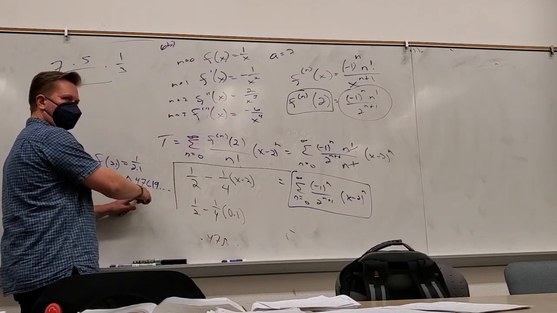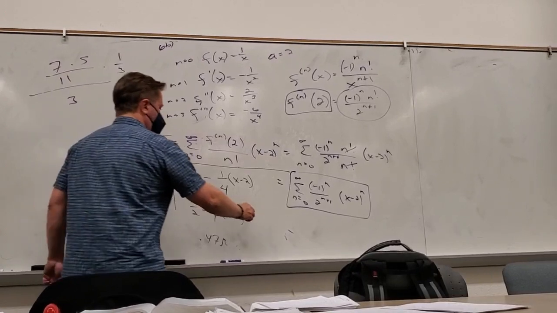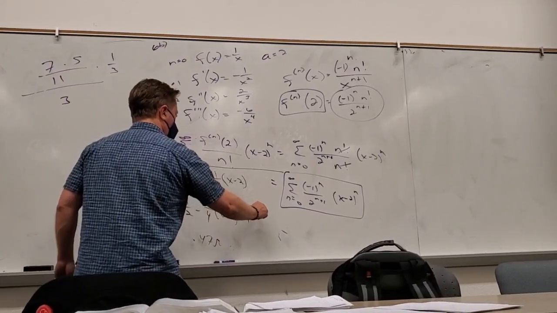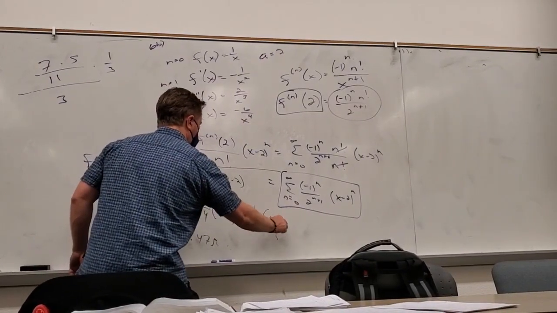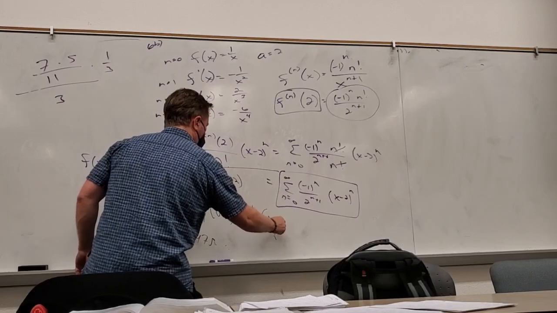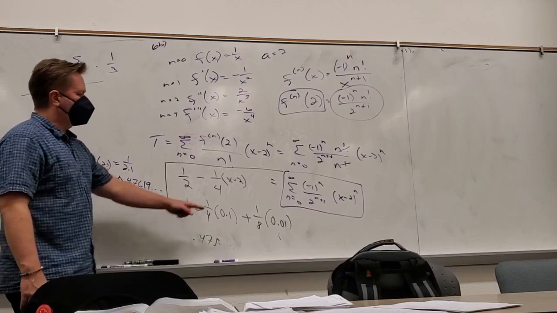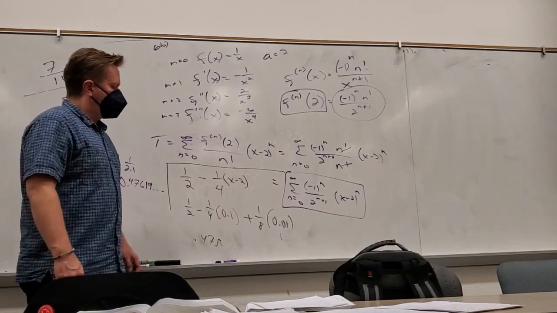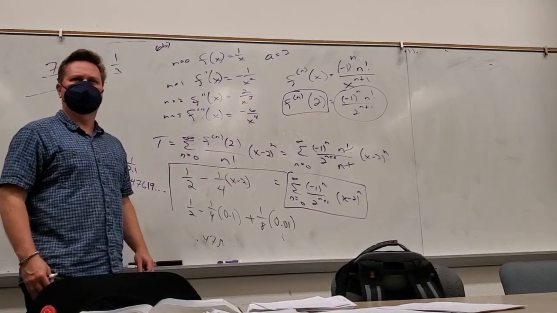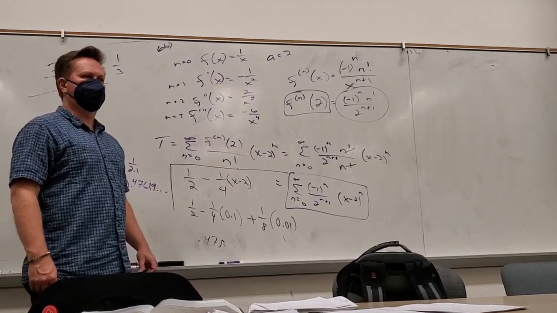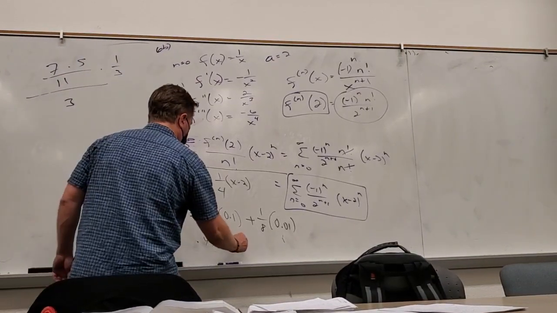But again, we're assuming we don't know this. So what's the next term going to be? 1 over 8 times 0.1 squared. Yeah, so like 0.01. So now I take 0.475 and I add 0.00125.